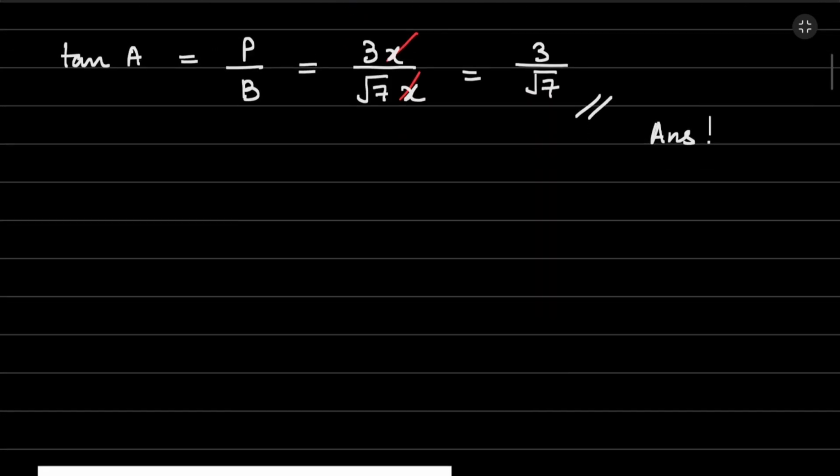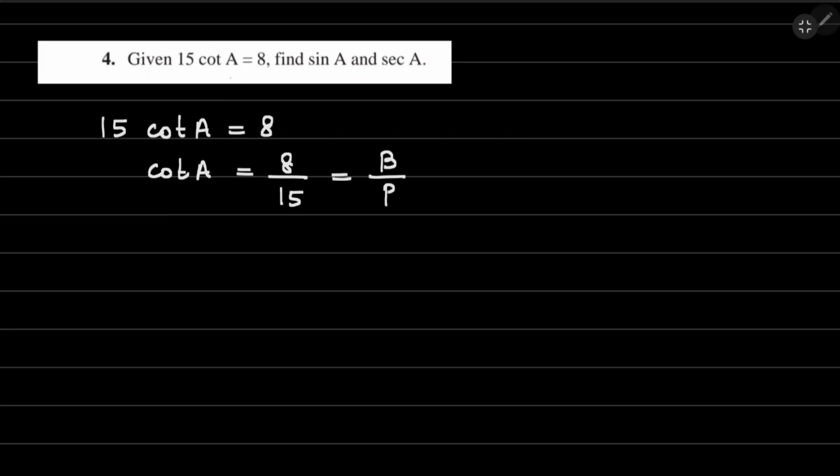Let's move on to question number 4. You are given 15 cot A equal to 8. Find sine A and secant A. Everywhere it is the same reference angle, so you can use the same ratio to calculate sine and secant. So let's do it. You are given 15 cot A equal to 8. So what is cot A equal to? 8 by 15. And what is the ratio? It is B by P.